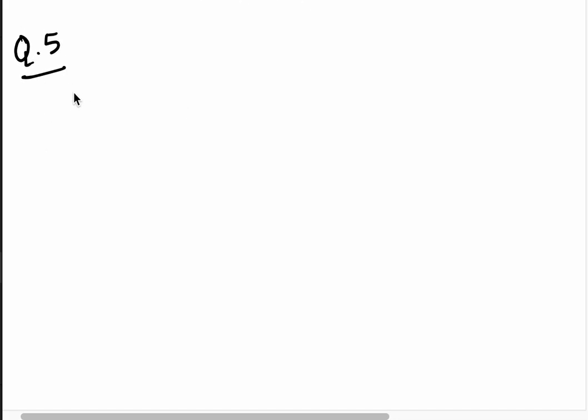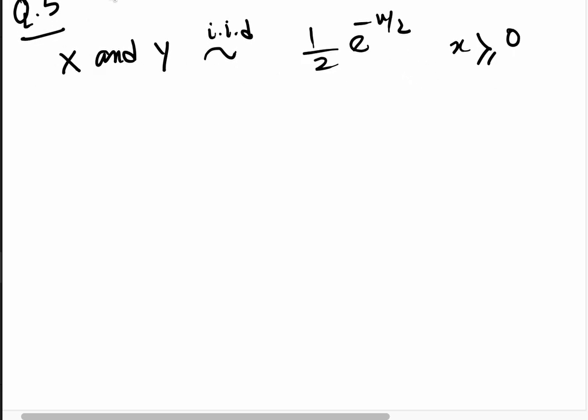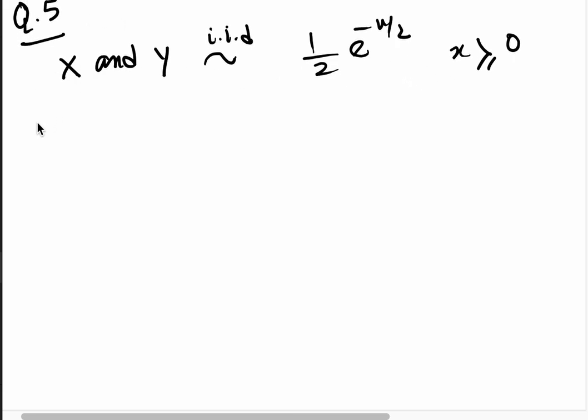Question number 5: X and Y are IID random variables with each having the probability distribution half e to the power minus x by 2, where x is greater than or equal to 0. Then which of the following is not correct?